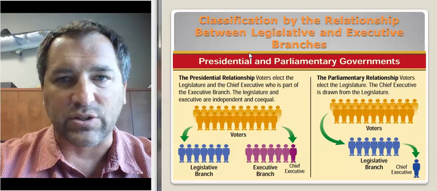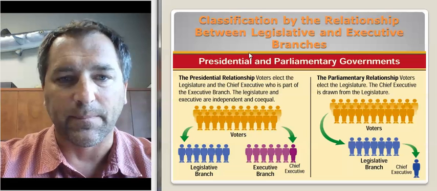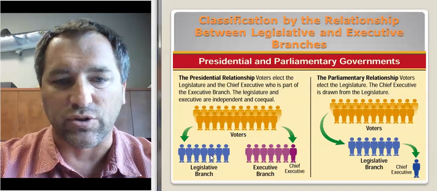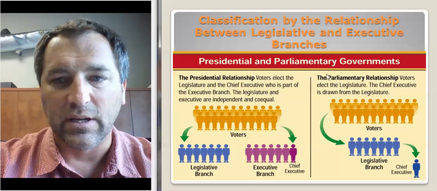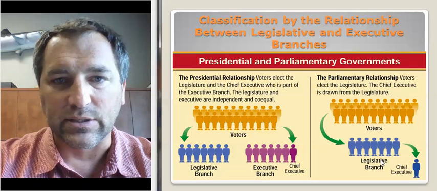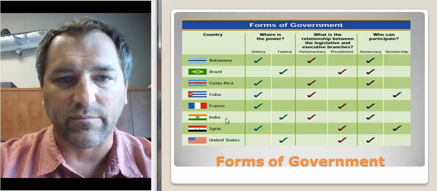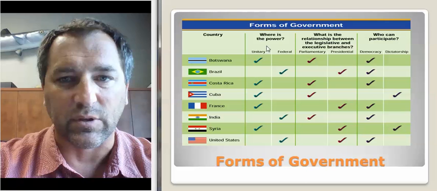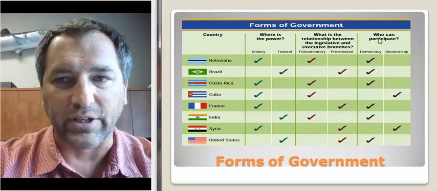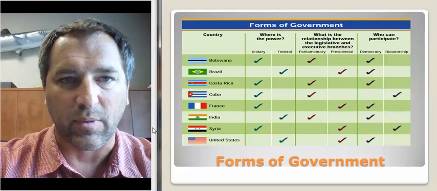So then the last question was the relationship between legislative and executive. So as you can see here, in the presidential relationship, the voters choose the legislators and the executors. The parliamentary relationship, the voters get to choose a legislator who then chooses the chief executive. So again, you would click presidential or parliamentary based on those questions. Here's a rundown of some countries and how you would classify them. You'd ask where is the power, the relationship, and then how many people get to participate. If hardly nobody, you would click dictatorship, as in the case of Cuba.